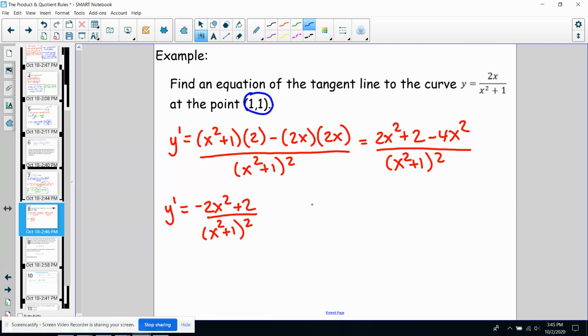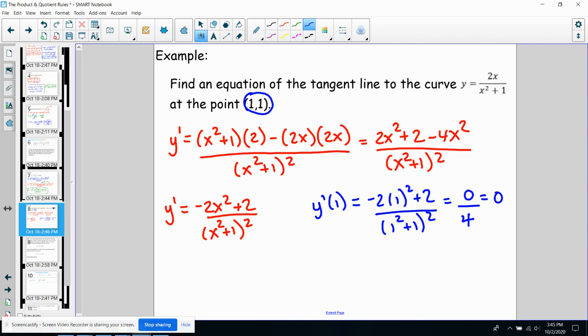So I'm just going to say y prime at 1. So we're going to get negative 2 times 1 squared plus 2 over 1 squared plus 1 squared. So when we do this, we end up with 0 over 4, which is just 0. So the slope of this line is 0. So we're going to use that point and the slope in point slope form.